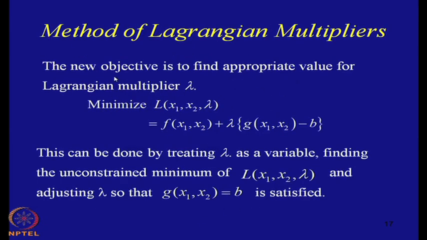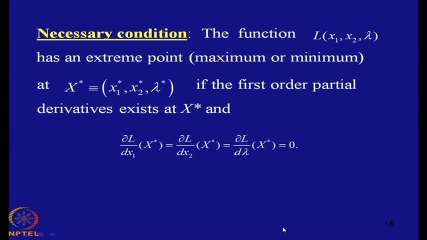Now, this is the problem. The new objective function would be the minimization of the Lagrange function. Here lambda is a variable for us. Then what would be the necessary condition for this? The necessary condition is that the gradient of L must be equal to 0. What is the meaning of it? It means that del L by del x1 at the optimal point x star equals 0, del L by del x2 at the optimal point must be equal to 0. Similarly, del L by del lambda at x star will be 0.